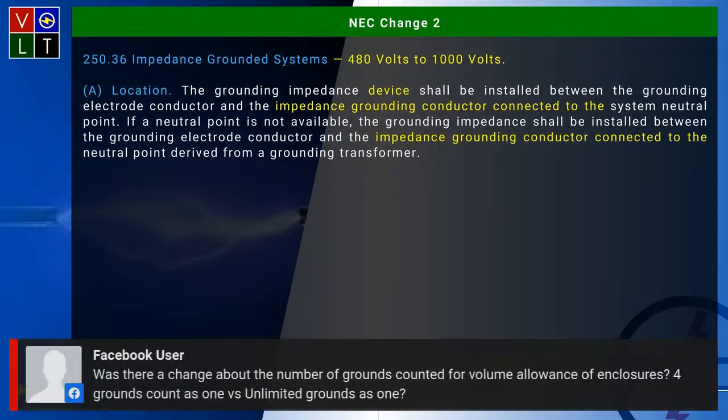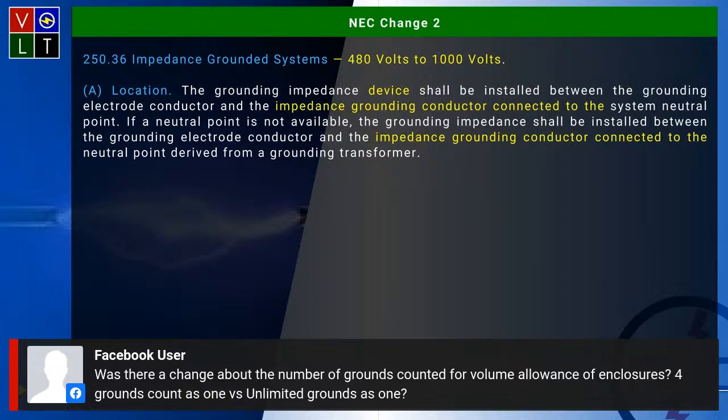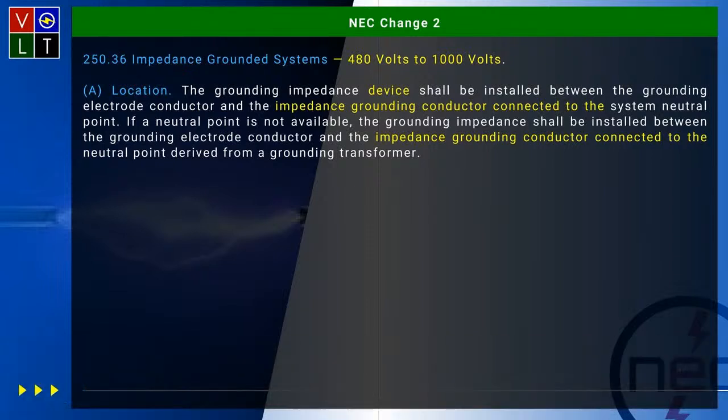Okay. Well, Jake had a pretty cool comment that came in. Was there a change about the number of grounds counted for the volume allowance of enclosures? 4 grounds count as 1 versus unlimited grounds as 1. And I know the change you're talking about. I think that came in. Is that for 2023 or was that for 2020?